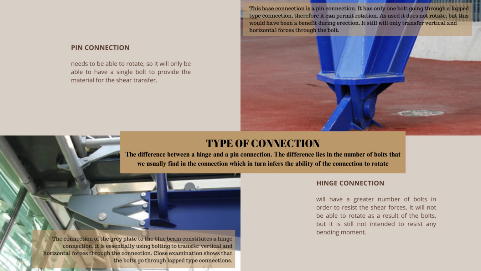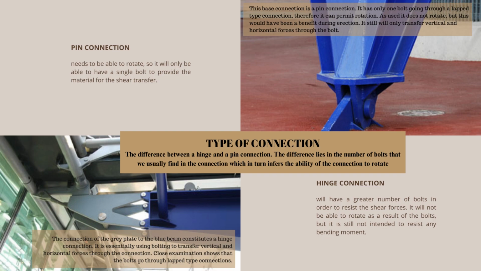A pin connection works essentially like a lap joint. It transfers vertical and horizontal shear loads and cannot resist any bending or rotational moment forces. The amount of load to be transferred through the joint will determine the size of the bolt and the plate thickness. The next picture is a base connection, which is a pin connection. It has only one bolt going through a lap type connection. Therefore, it can permit rotation.